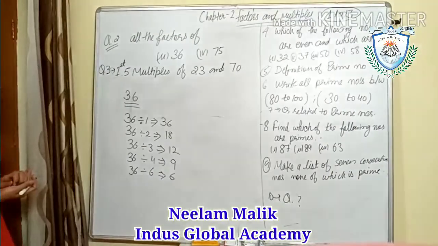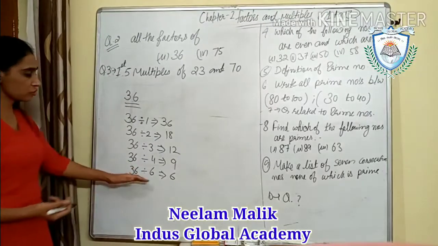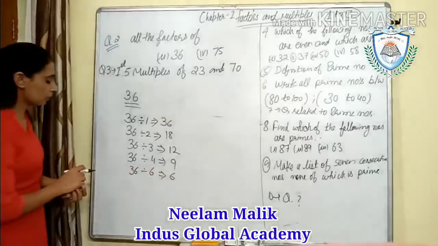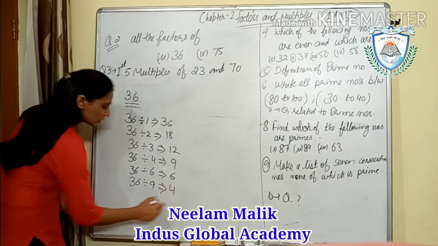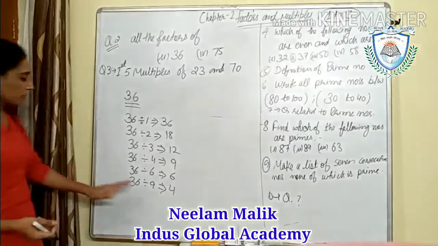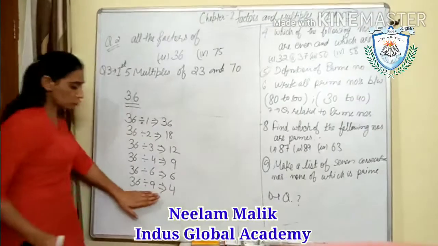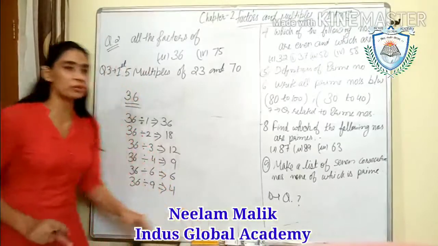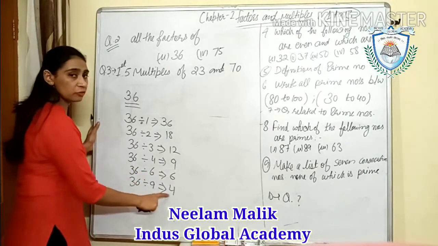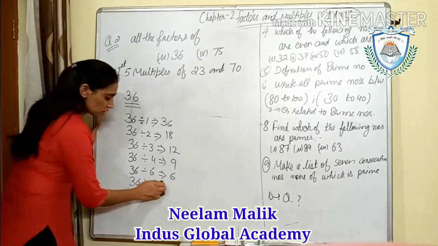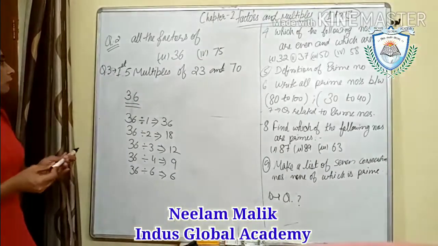Now look here. When you move to the next number, you get 9, and 36 divided by 9 gives 4. So this number is repeated here, 4 and 9, 9 and 4. You stop when the repetition starts: when you divide by 4 you get 9, when you divide by 9 you get 4. Repetition is there, so you stop here.